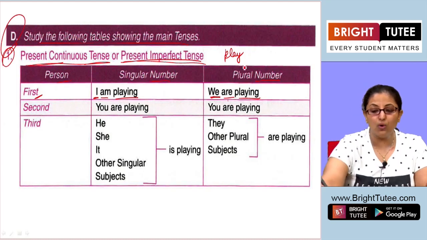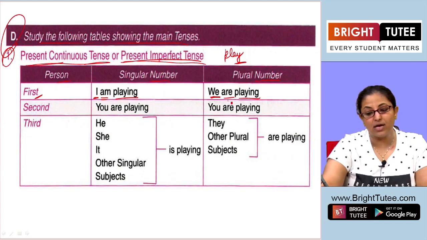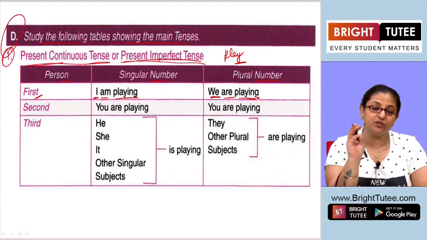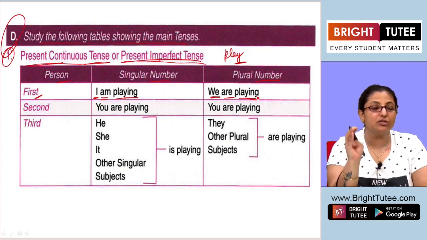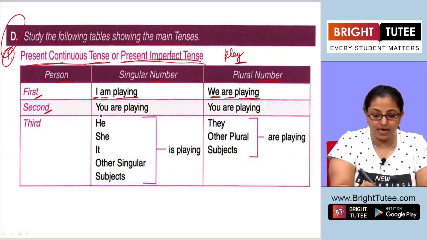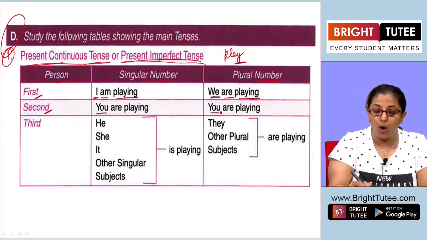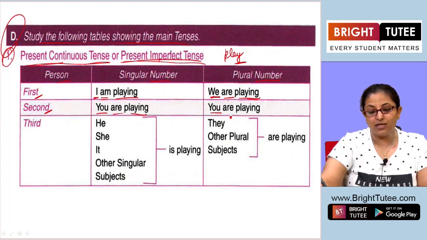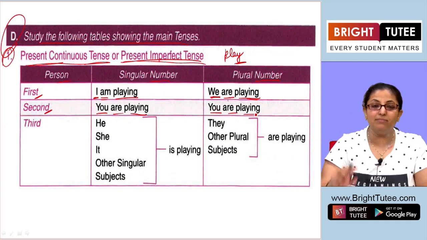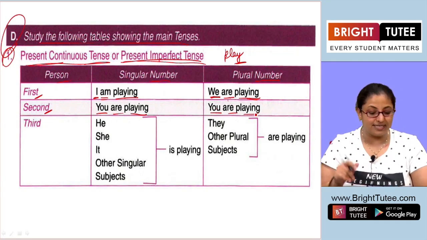So do you see how play has been changed into am playing and are playing, depending upon the person, first person or the second person or third person, right? Now we talk about the second person. Second person is you again in both singular and plural numbers. So you are playing, and you are playing in the plural number also. So play becomes are playing in the present continuous tense.